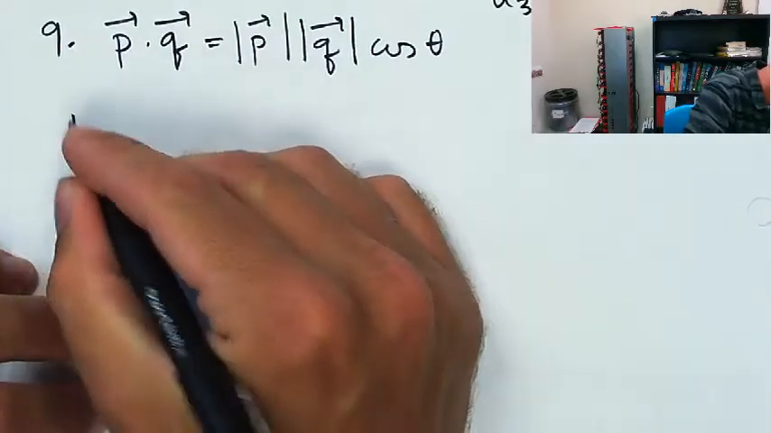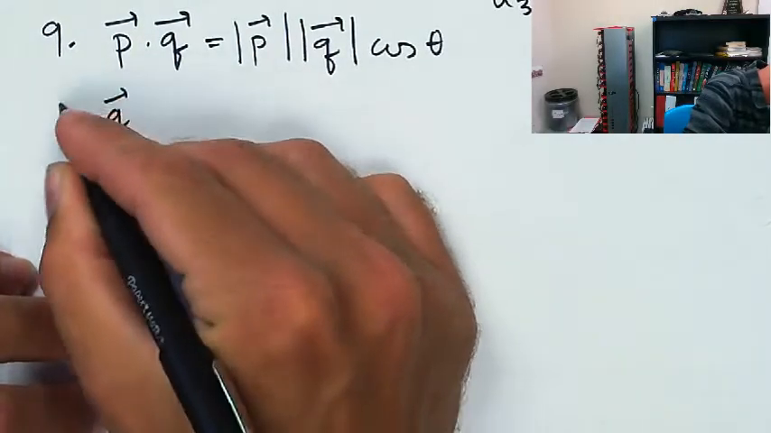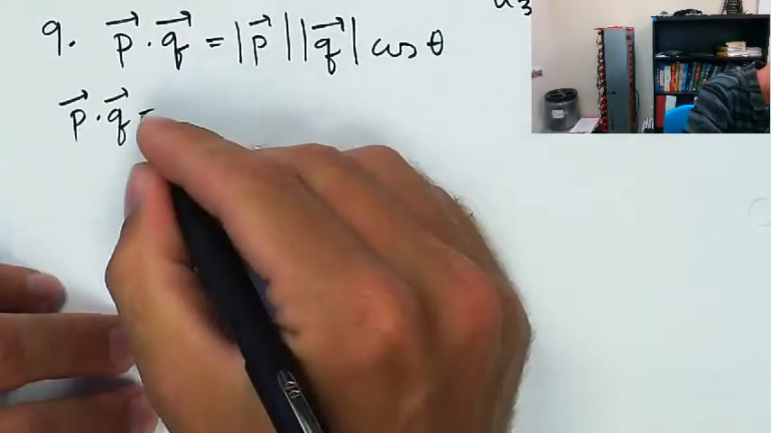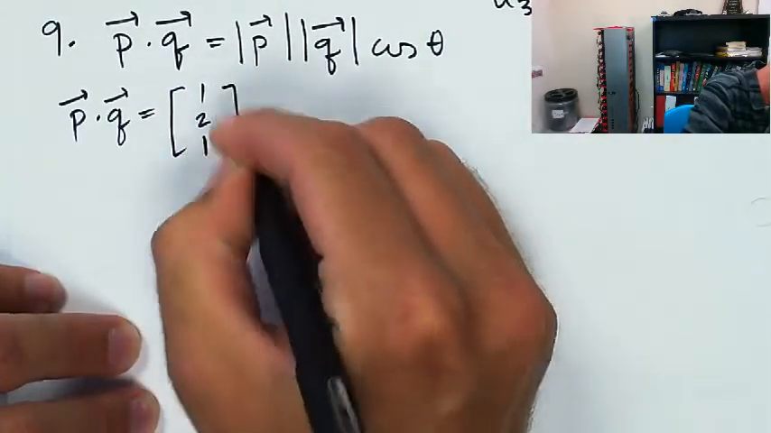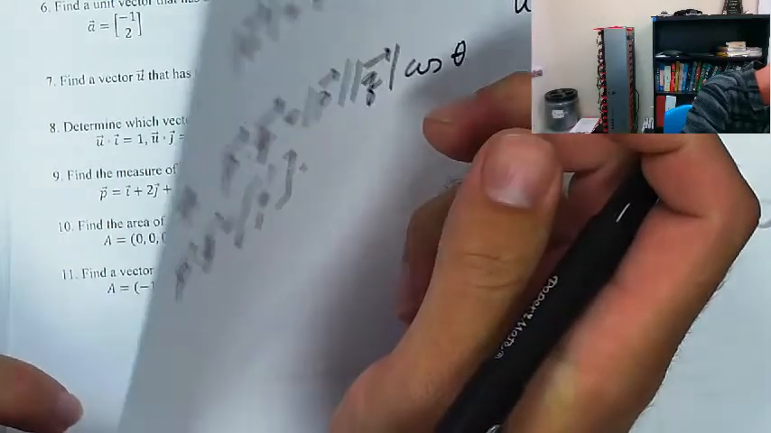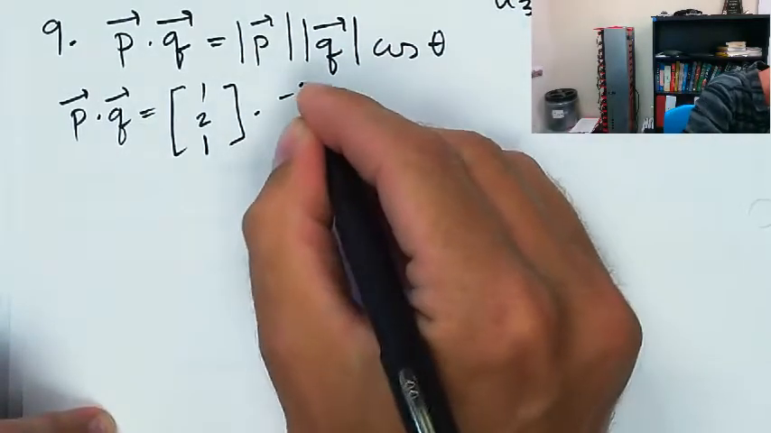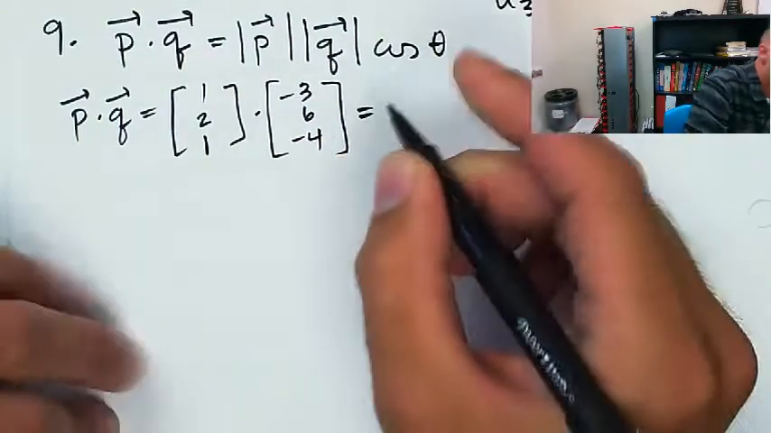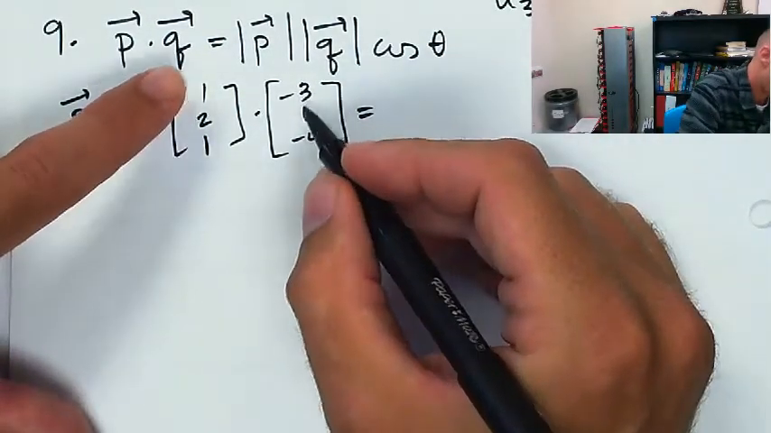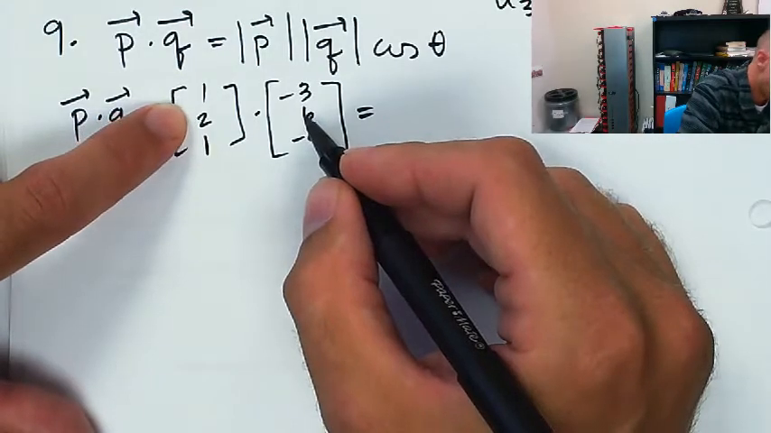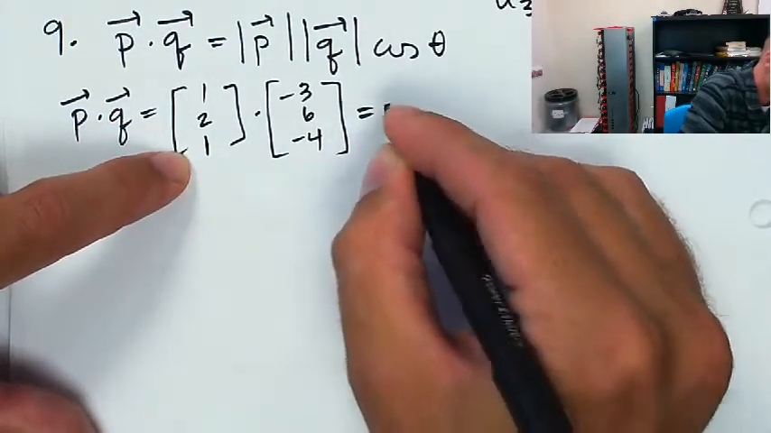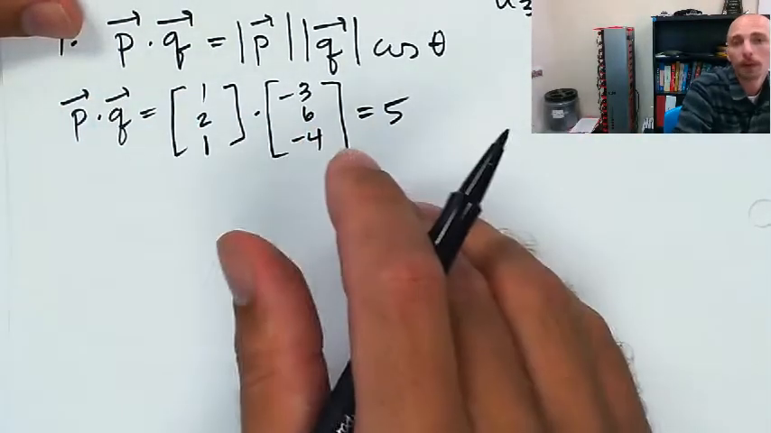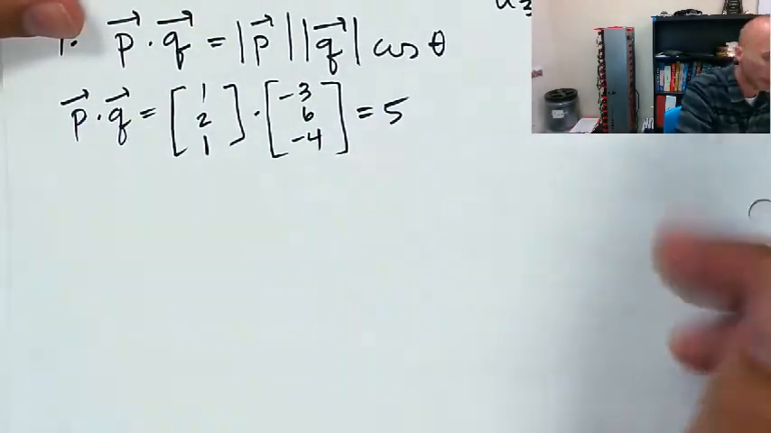Let's see. P dotted with q, where is it? 1, 2, 1 dotted with -3, 6, -4 equals, okay, so -3 plus 12 is 9, minus 4 is 5. Okay. I'm going to need the length of p and the length of q, and then I'll be ready to solve for cosine theta, and then I can solve for the angle.